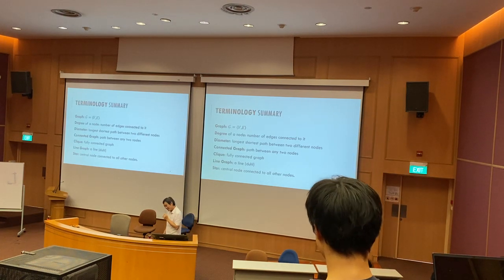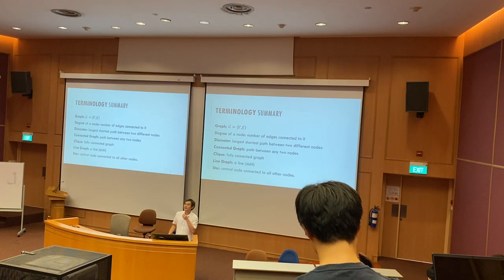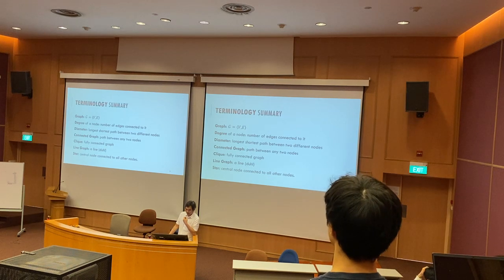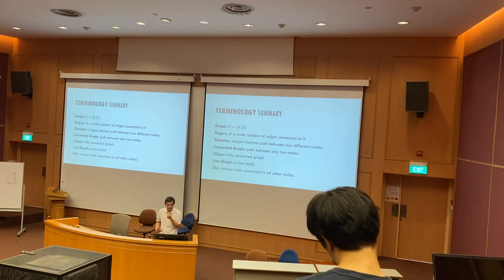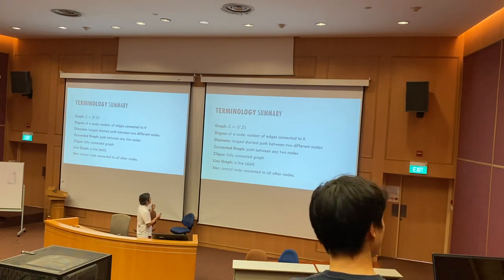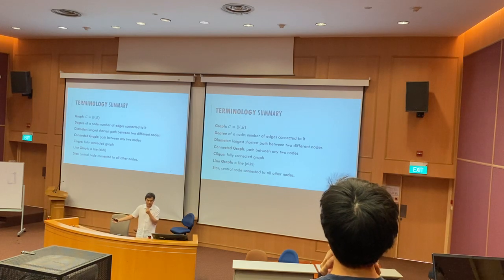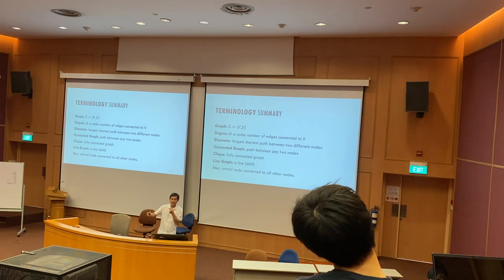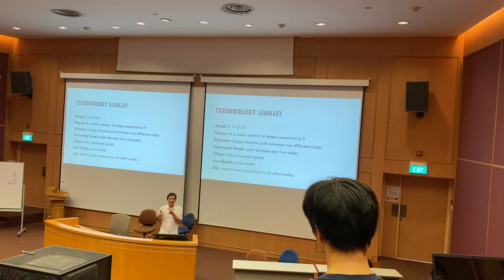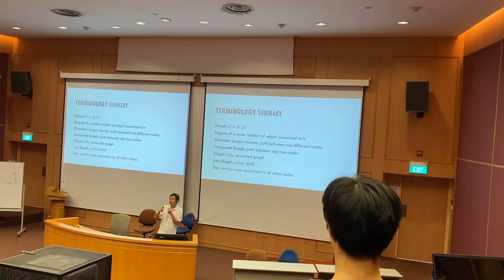Okay, so let's do a quick terminology summary. Okay, guys, let's do a quick summary. So you now know what a graph is, at least as a mathematical construct. It's just a tuple, right? A tuple with 2 sets, the set of nodes and the set of edges. You know what the degree of a node is? The degree of a node is just the number of edges connected to it. The diameter is the longest shortest path between any 2 nodes. And a connected graph is one such that there's a path between any 2 nodes.